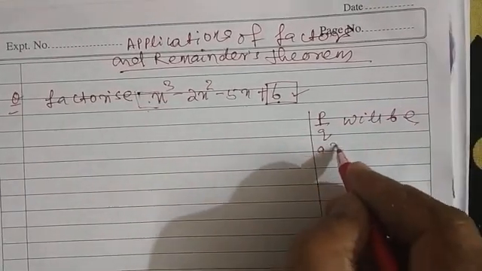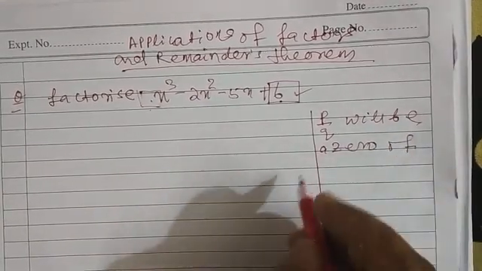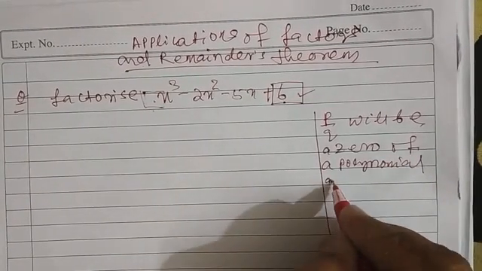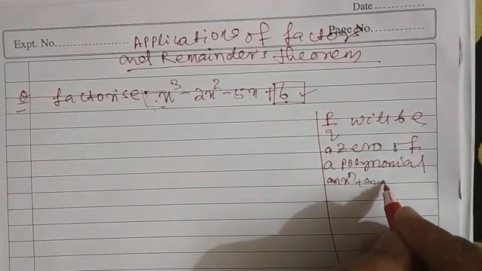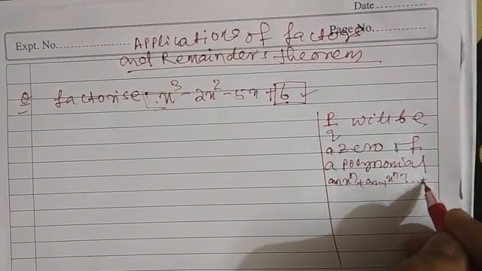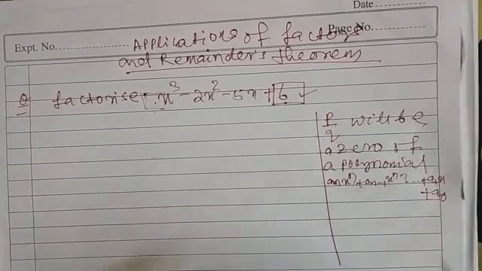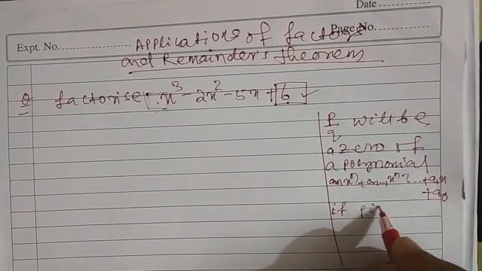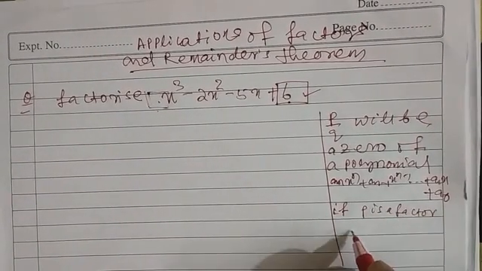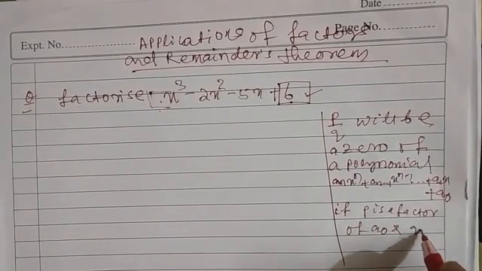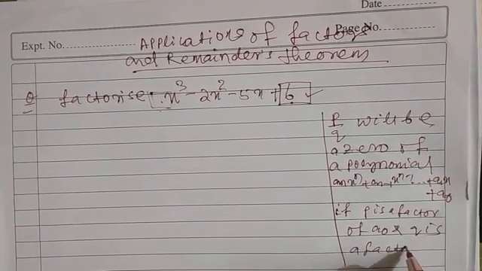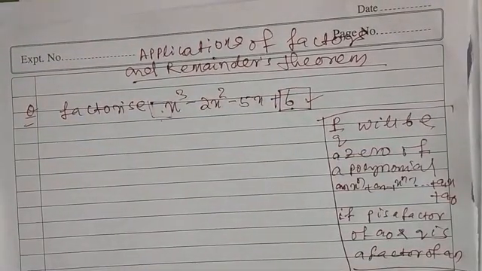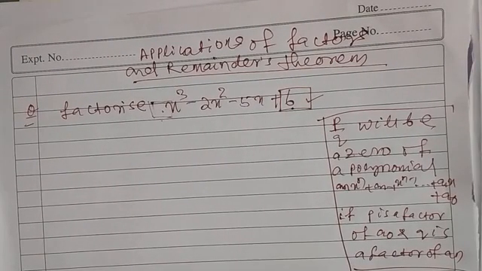remember, a zero of a polynomial a_n x to the power n plus a_(n-1) x to the power n minus 1 and so on up to a1 x plus a0, only if p is a factor of a0 and q is a factor of an. This is a very good concept on factorization. Remember this. Why does this happen?